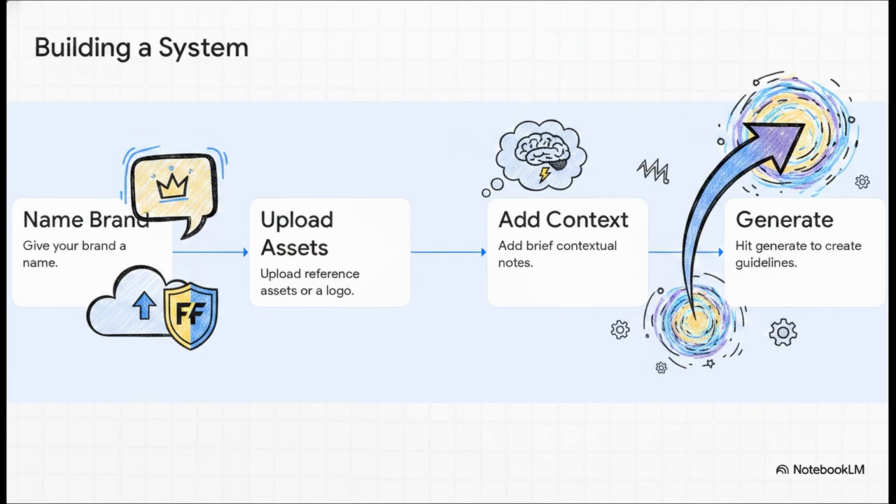We're going to invent a fictional brand, an energy drink called Future Fuel. Step 1, we name the brand. Step 2, we upload a single reference asset. In this case, just a basic logo we mocked up. Step 3, we add a tiny bit of context. We simply typed, "We create energy drinks to help fuel up for the AI era." And finally, step 4, we hit generate.